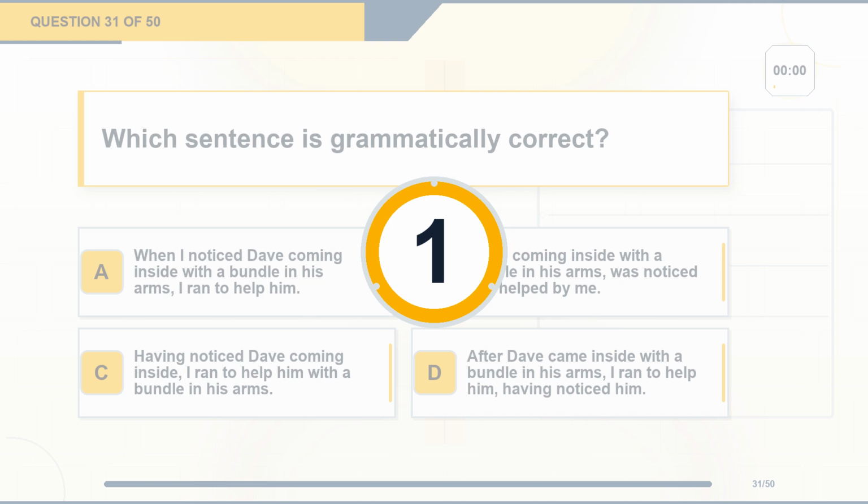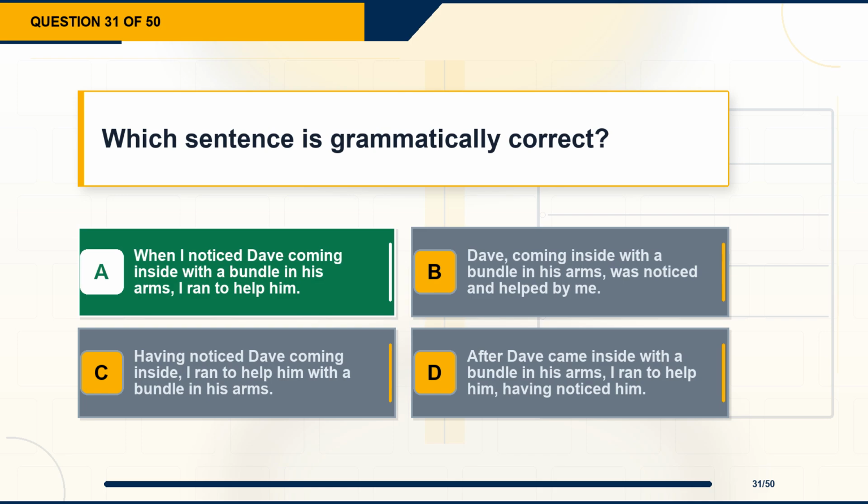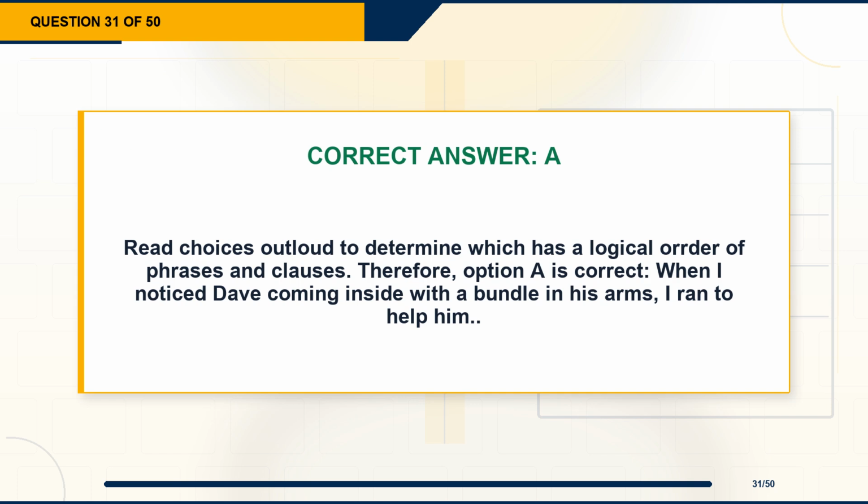The correct answer is option A, when I noticed Dave coming inside with a bundle in his arms, I ran to help him. Explanation. Read choices out loud to determine which has a logical order of phrases and clauses. Therefore, option A is correct. When I noticed Dave coming inside with a bundle in his arms, I ran to help him.